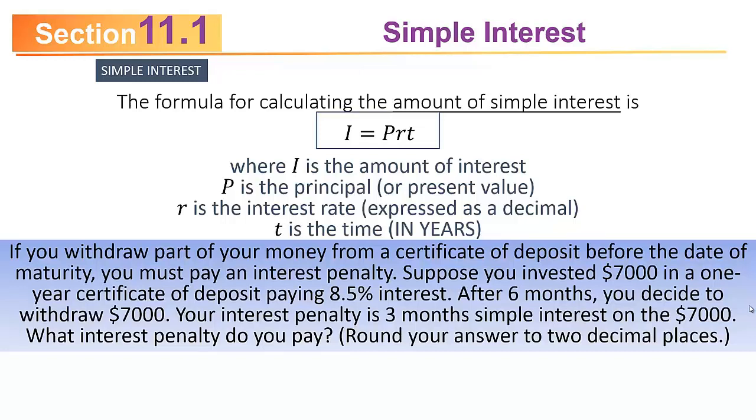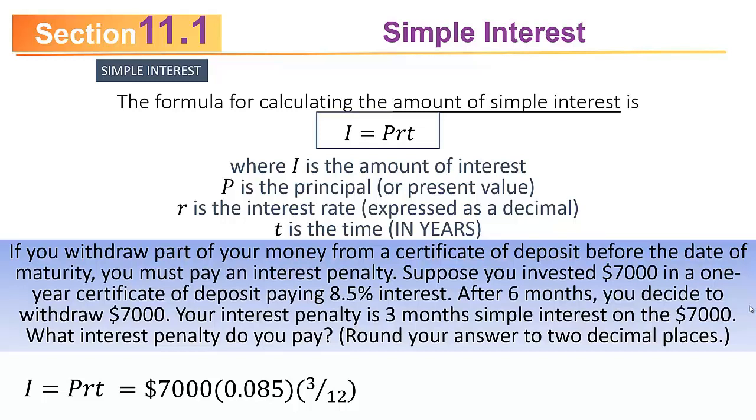Now that problem is very wordy, but if you just read one of those very last sentences, that's really all you really need to know to do the calculation. It says your interest penalty is 3 months simple interest on the $7,000. So all you need to do is take your interest formula, capital I is equal to capital PRT, and figure out what the amount of interest would be on that.